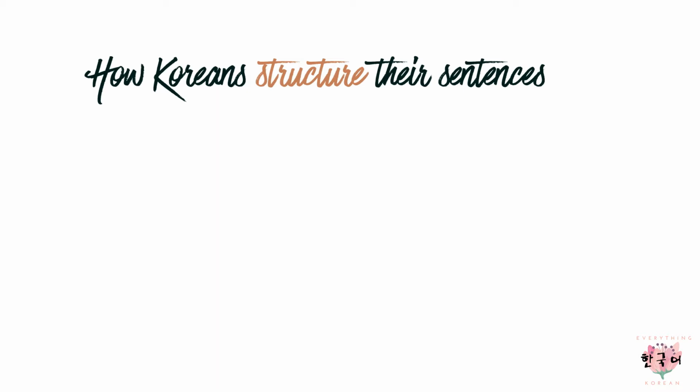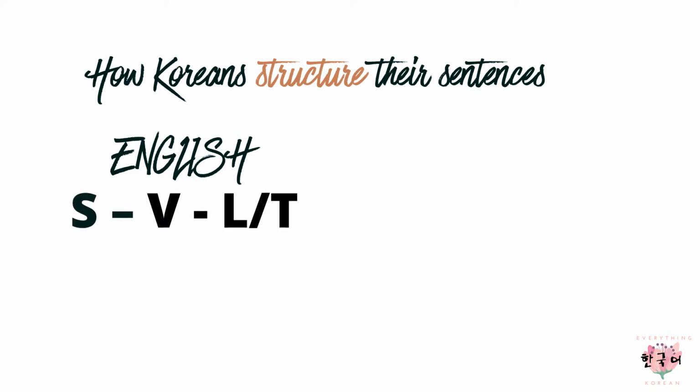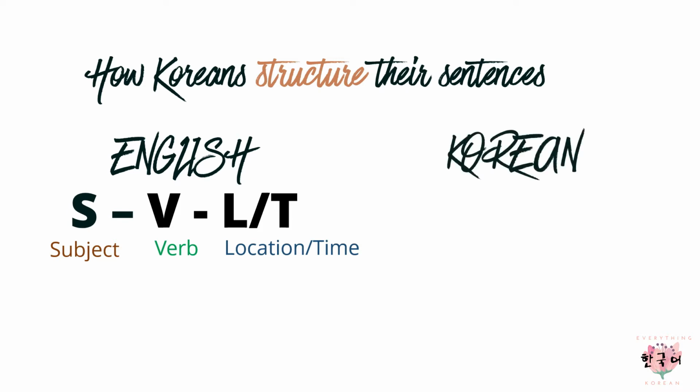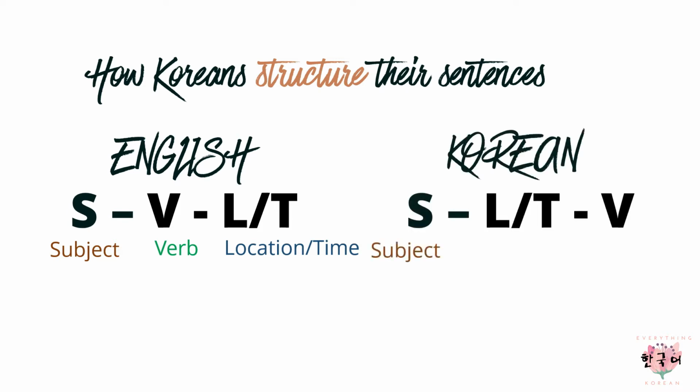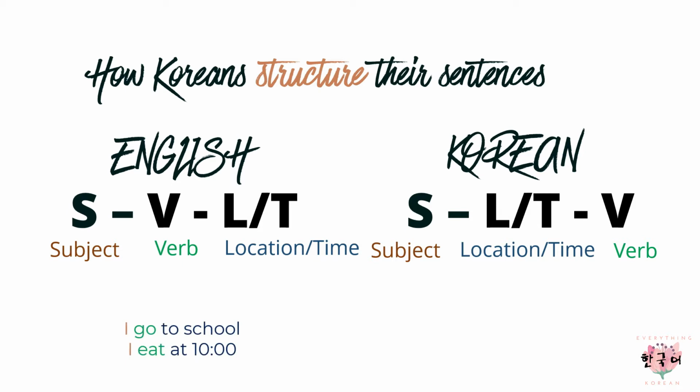Now again, let's compare English. When we use the location or time, we use this: subject, followed by the verb, and then the location or time at the last. But for our Korean sentence, we have to use the subject first, followed by the location or time, and again, the verb comes last.